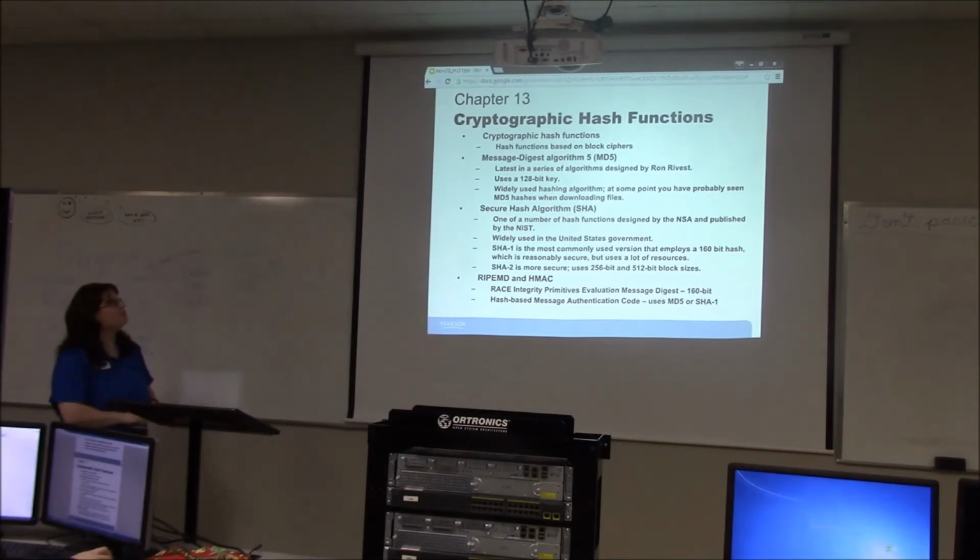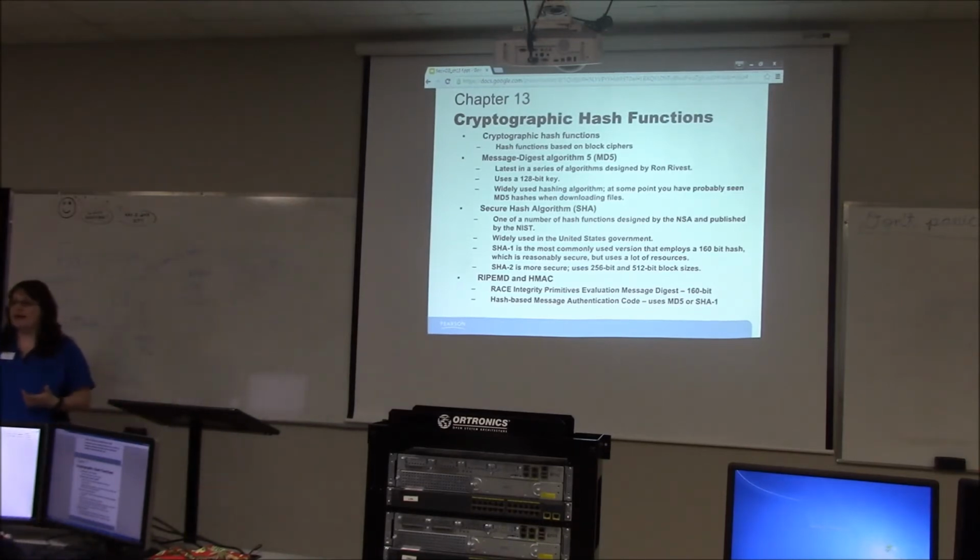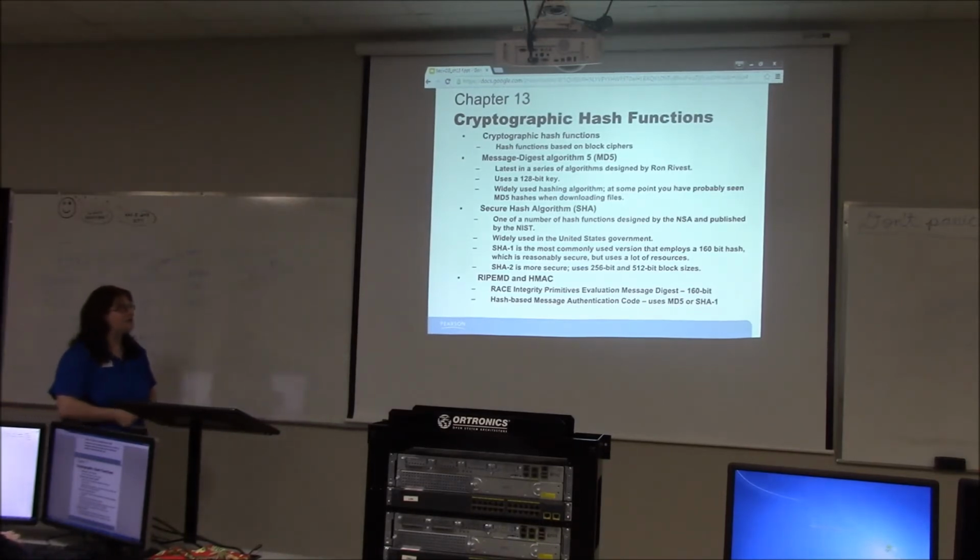Very widely used. We will go through a lab. There's something that we've already downloaded in this class that had the option to look at the MD5 hash, so we're going to do a lab where we compare the two.